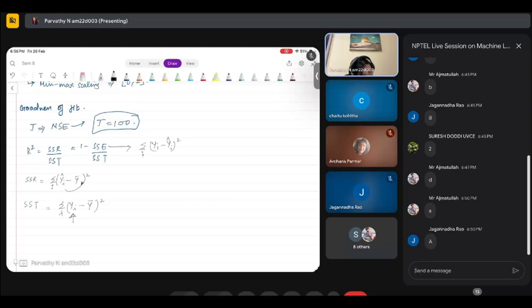So this is R square, which is the fraction of total variance that is explained by the model. It's also called the coefficient of determination. So if we have a higher value of R square, that means the model is better. If R square is 1, then we say the model is really good. For example, if R square is 0.95, then we say 95 percent of the variability in the data is captured by the model.